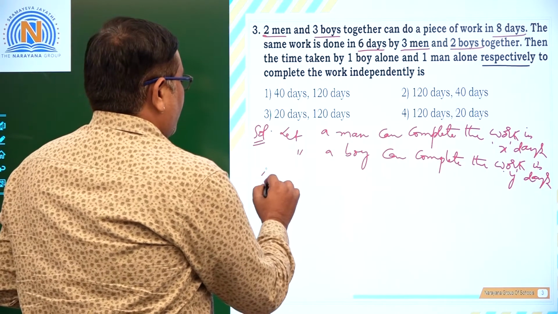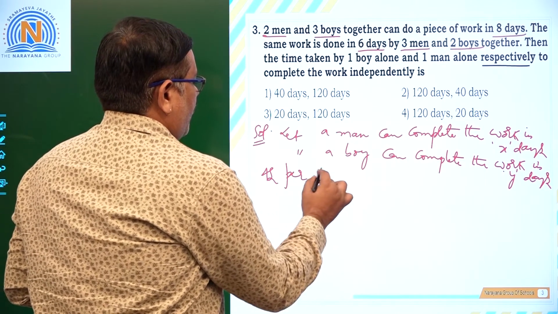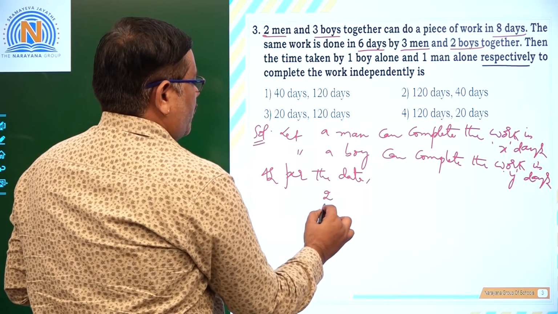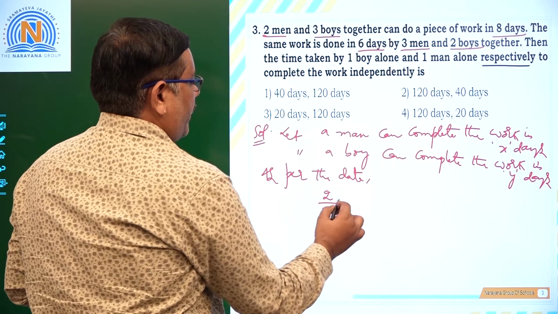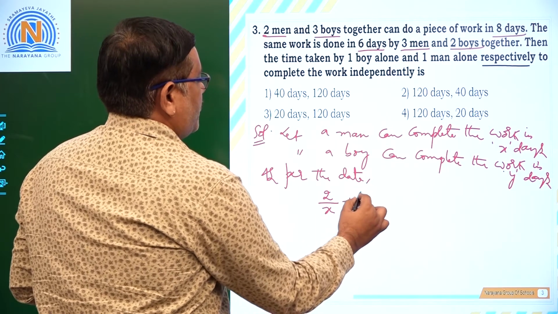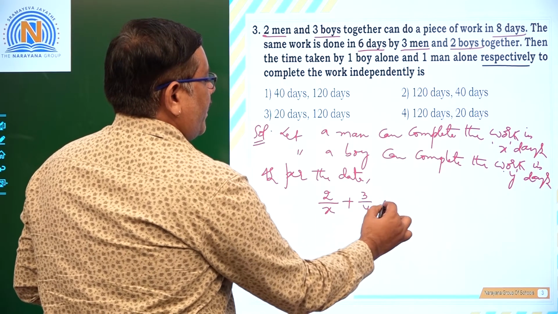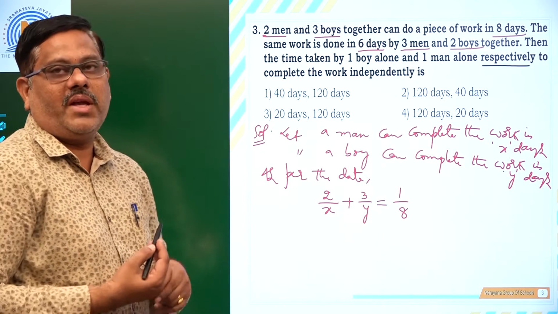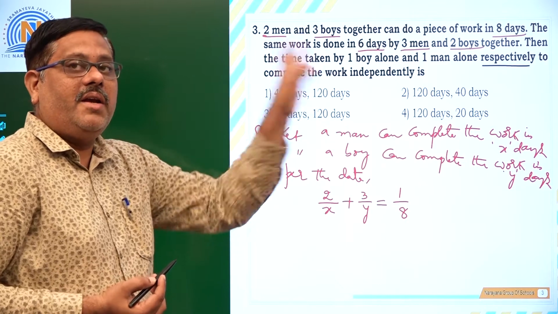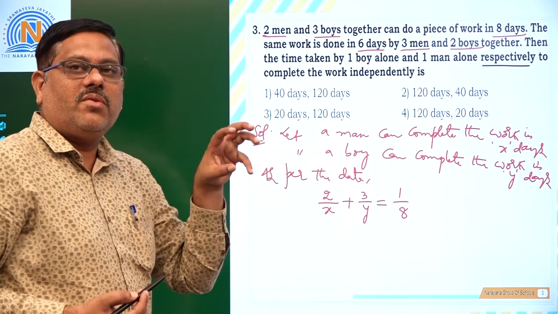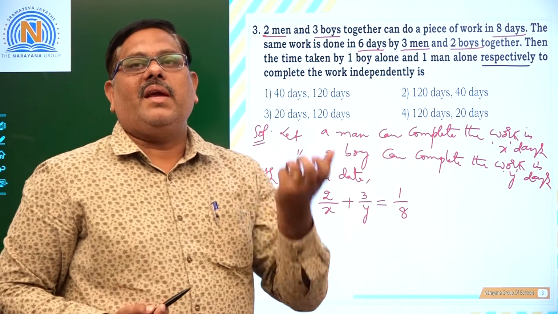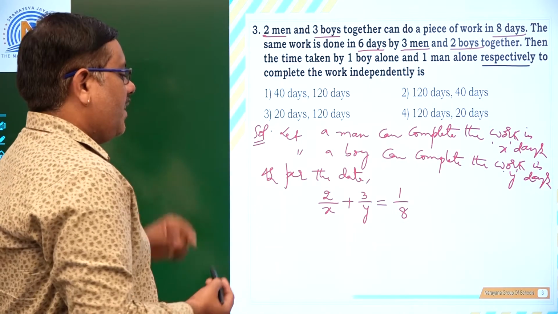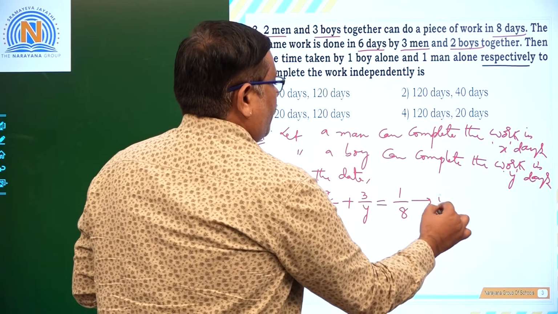Now, as per the data, 2 men, 1 day portion means 2 into 1 by X, that is 2 by X, plus 3 boys, that is 3 into 1 by Y, that is 3 by Y. Can complete in 1 day how much portion of work? 1/8 of the work, because the entire work can be done in 8 days. So, in 1 day 1/8 of the work will be completed. This is a very, very important interpretation. This is condition number 1.